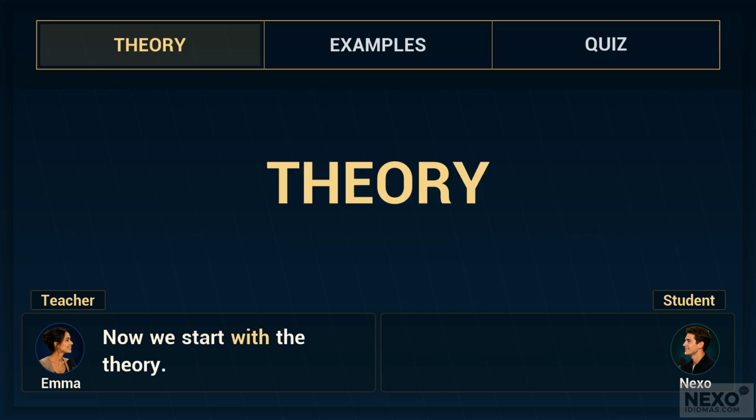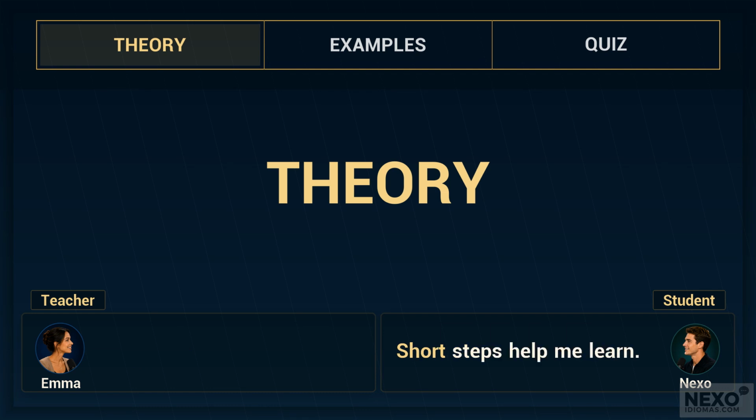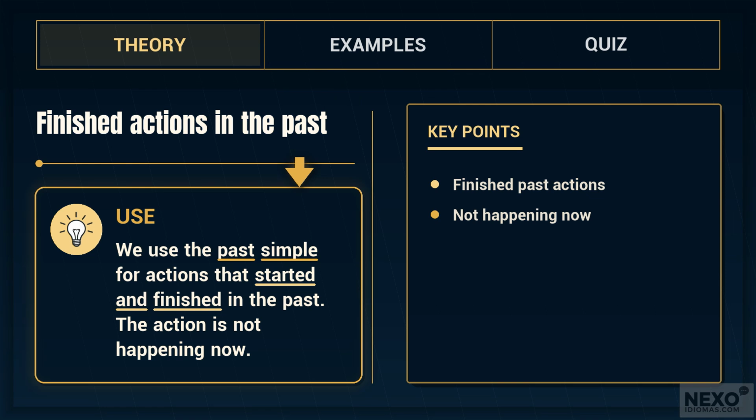Now we start with the theory. We will go step by step. Great. Short steps help me learn. Finished actions in the past. We use the past simple for actions that started and finished in the past. The action is not happening now.